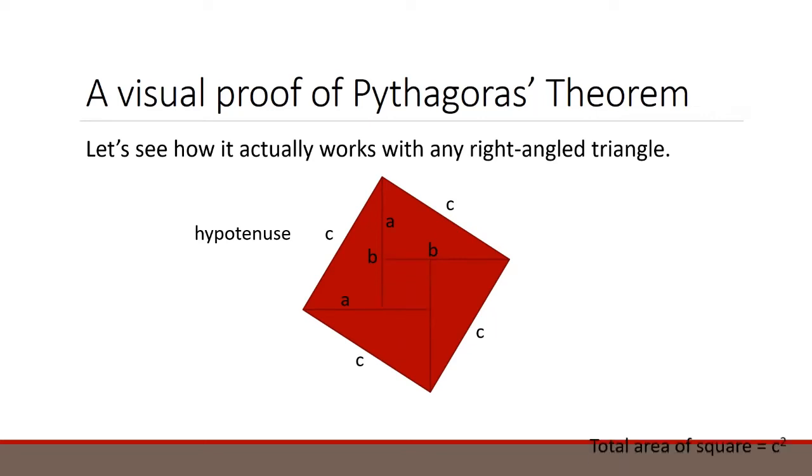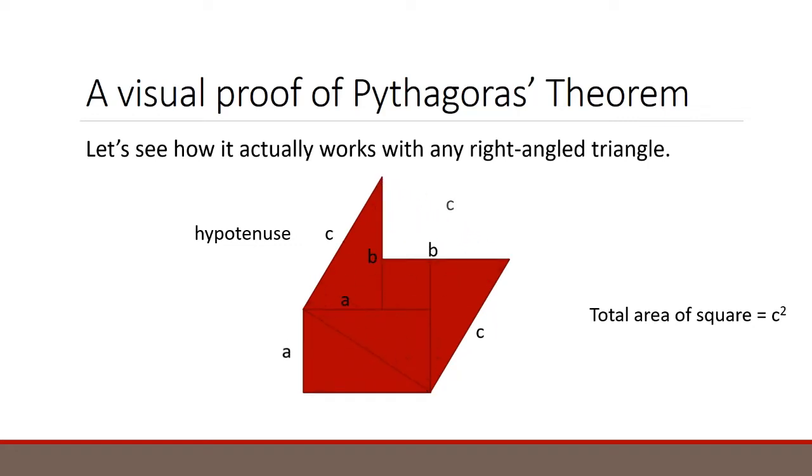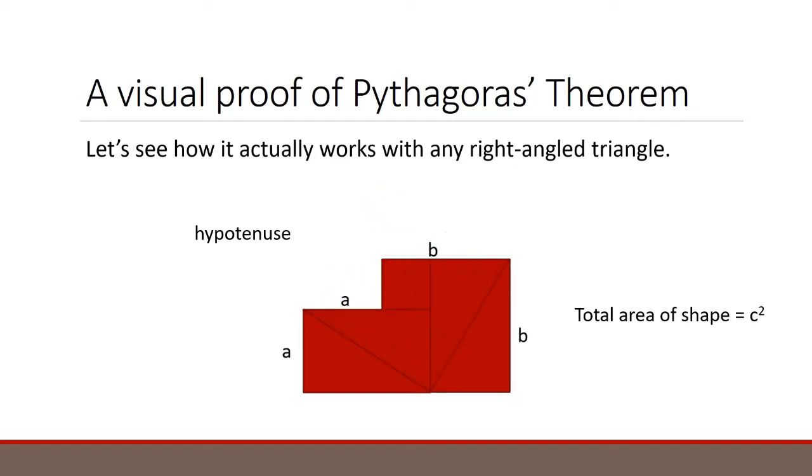And let's fill in the space. And the total area of the shaded part, which is a square, is c squared. Well, let's move one of the triangles down to here. Now, the area has not changed, even though it's a strange shape. So the total area of the shape is still c squared. Let's move this triangle down to here. And again, the total area of the shape is still c squared.